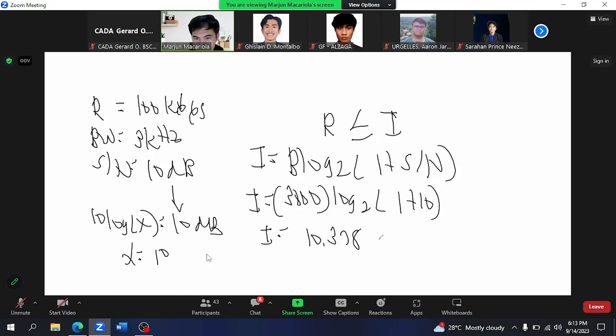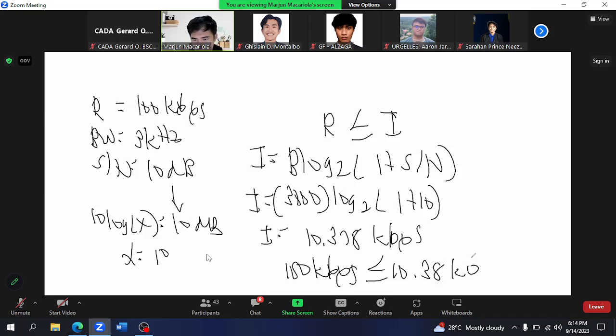So I is equal to 10.378 kilobits per second. So our R is 100 kilobits per second, which should be less than or equal to 10.38 kilobits per second. Okay? So, is this an error-free transmission? Yes or no? No, the discrepancy is too big.